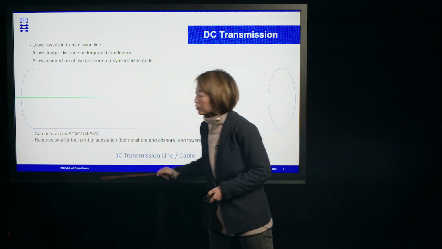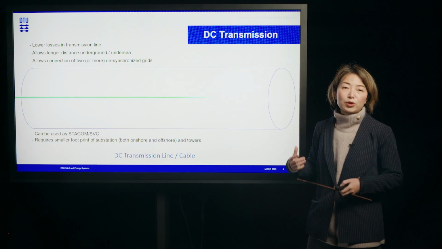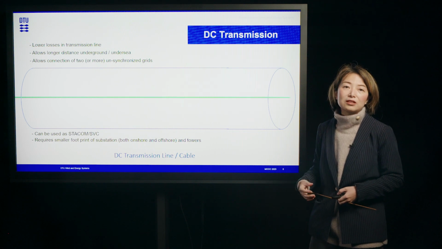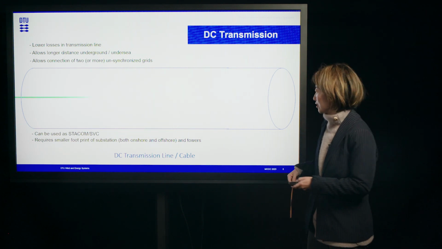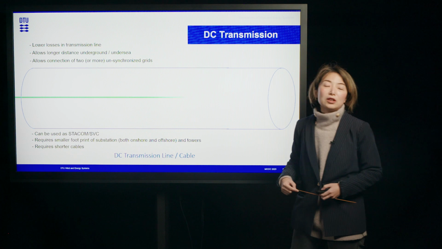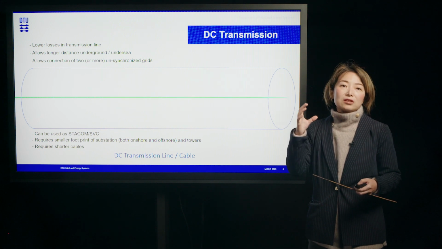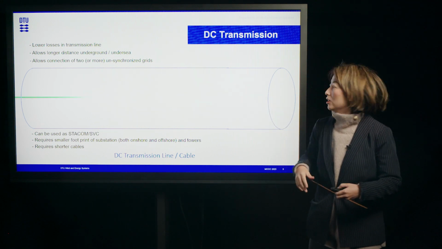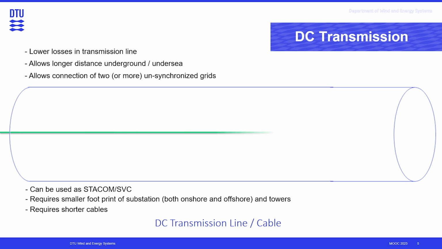It requires a smaller footprint. This is because in an HVDC solution, you don't require a significant amount of reactive power, so you don't need the reactive power components in the substation, and you wouldn't need a large amount of filters either. And it requires fewer cables, because in normal AC transmission, you would require either three single-core cables or one large cable with three cores. In an HVDC cable, we normally need one or two cables.